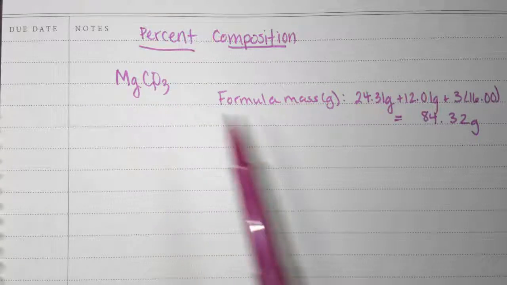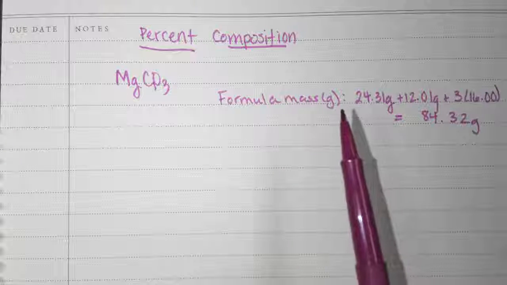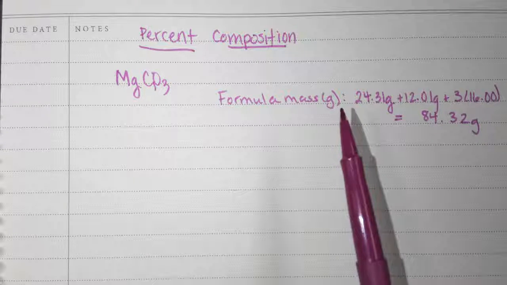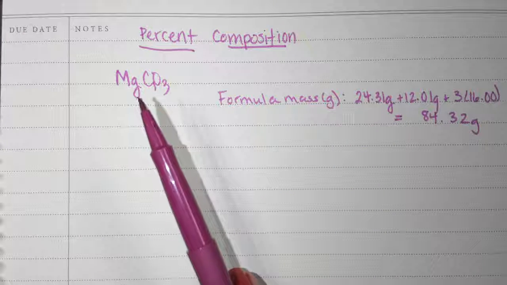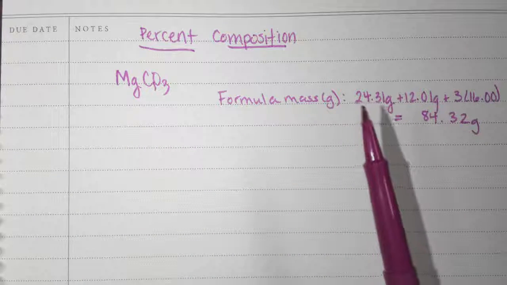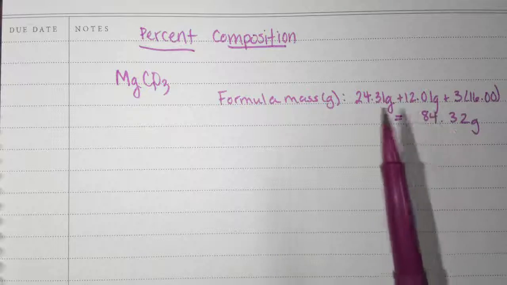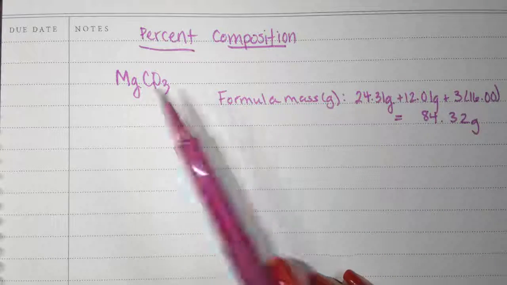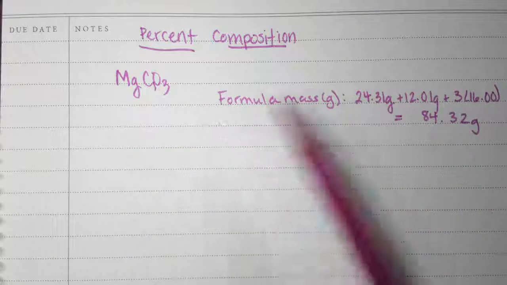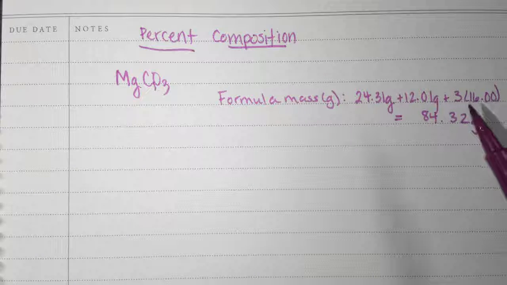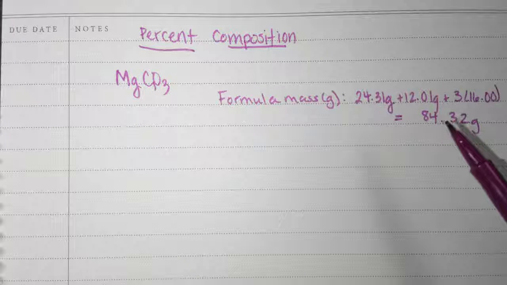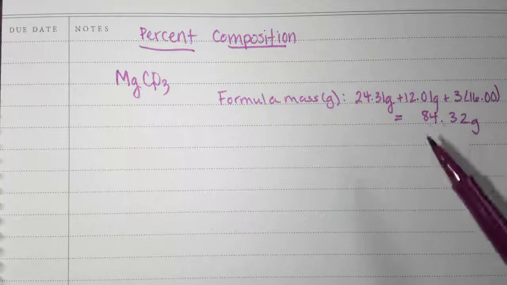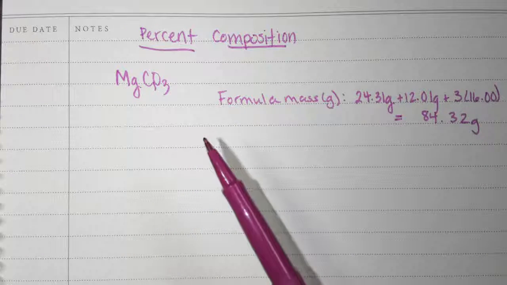So first thing we do is find the formula mass. Remember, this is measured in grams, and it's just pulling the atomic masses off the periodic table. So I have one magnesium atom, so I have 24.31, times 1 carbon atom, so 12.01, and then 3 oxygen atoms, 3 times the mass, 16. And when I add it up, I get 84.32 grams. This is 100% of magnesium carbonate.